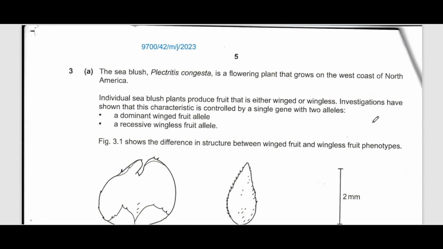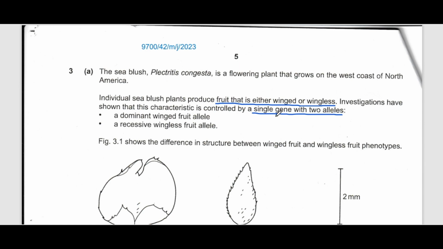The next information is individual sea blush plants produce fruit that is either winged or wingless. So you have to see this one, which is important information. There is a fruit. The sea blush plants produce fruit that is either winged or wingless. It means we are getting two different traits, or two different phenotypes. Investigations have shown that this characteristic is controlled by a single gene with two alleles. So a single gene with two alleles.